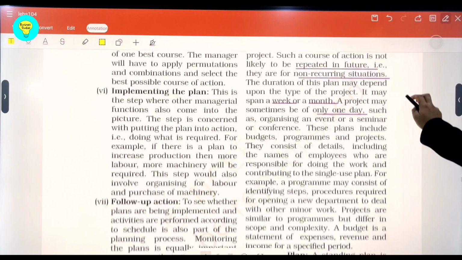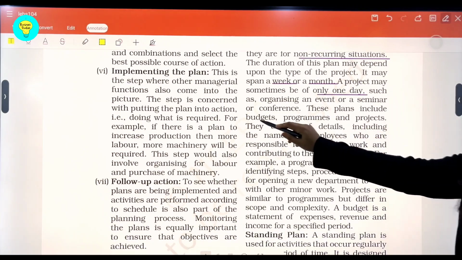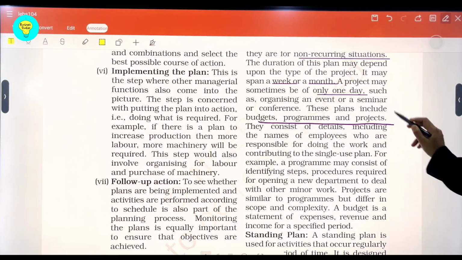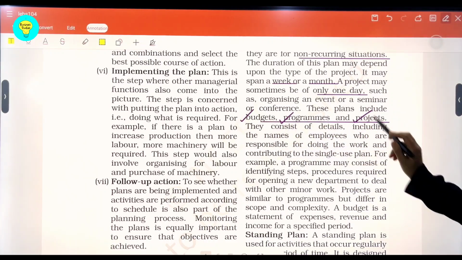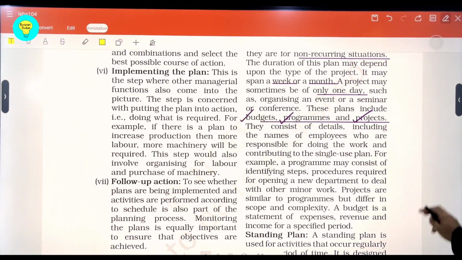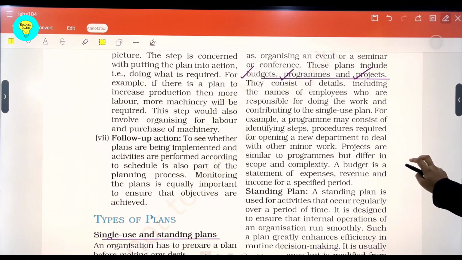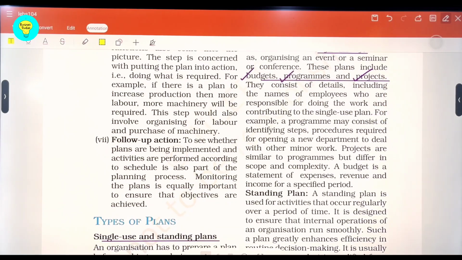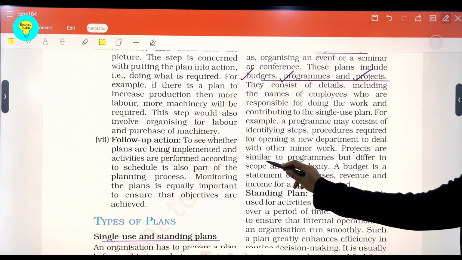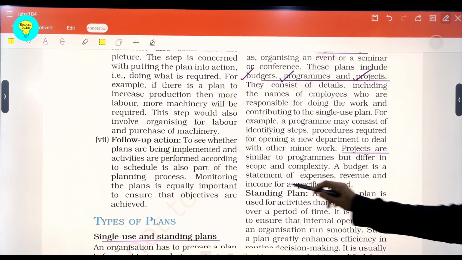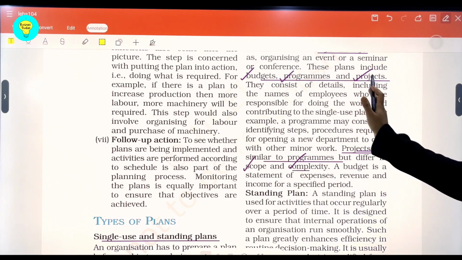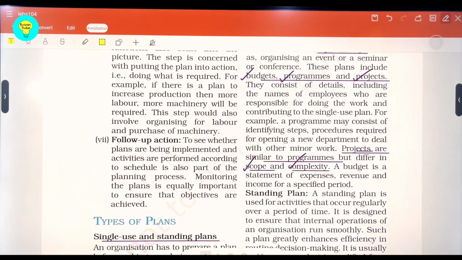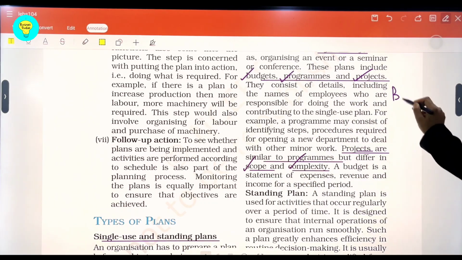So here students, the book says clearly that budgets, programs and projects, they have talked about 3 types: budgets, programs and projects as single use plans. There is more or less equality between programs and projects. The last line clearly says that projects are similar to programs, but they may differ in terms of scope and complexity. So don't get confused, they are quite similar. Budgets and programs, you can remember B and P as single use plans.